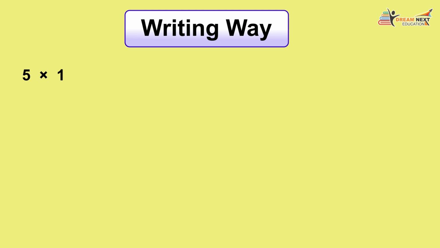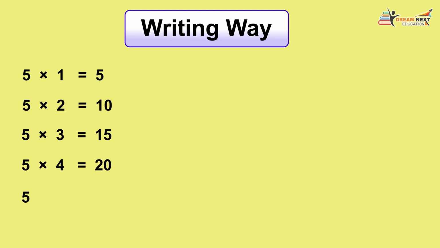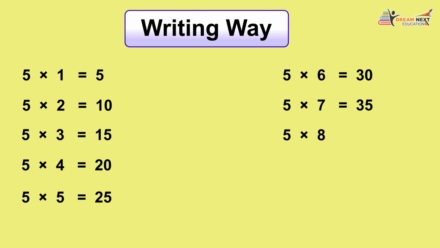5 into 1 is equal to 5. 5 into 2 is equal to 10. 5 into 3 is equal to 15. 5 into 4 is equal to 20. 5 into 5 is equal to 25. 5 into 6 is equal to 30. 5 into 7 is equal to 35. 5 into 8 is equal to 40. 5 into 9 is equal to 45. 5 into 10 is equal to 50.